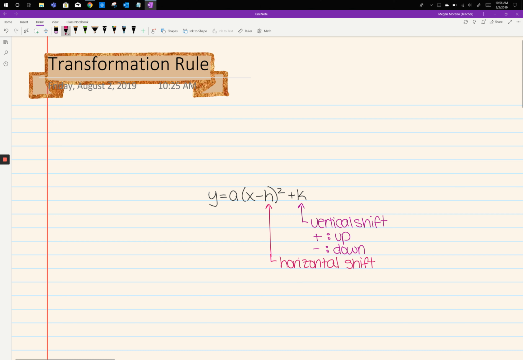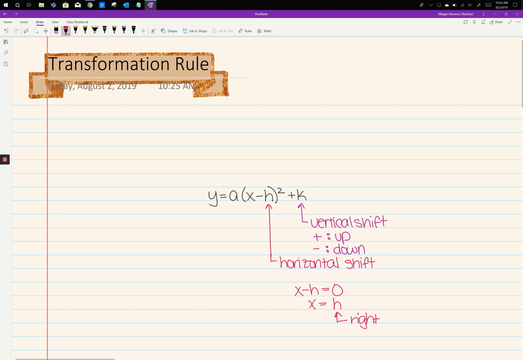And the easiest way to determine whether that h is going to move you right or left is by determining what this expression, the x minus h expression, is equal to 0, then solve for x. So say that we have x minus h is equal to 0, and we want to solve for x, then that means that our x will be equal to a positive h, having us move to the right.